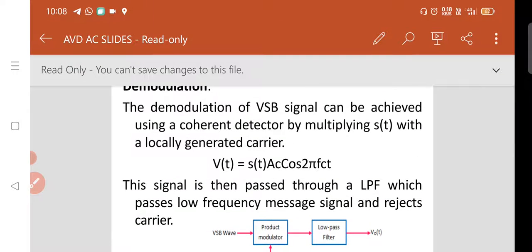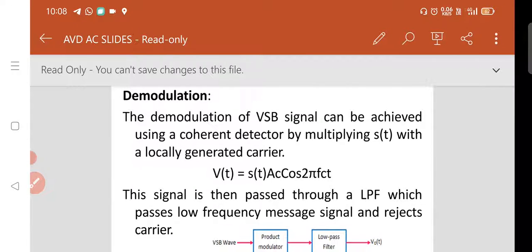So this is about the vestigial sideband. With this topic we complete the second unit also, which covered analog modulation and amplitude modulation. We have successfully completed the amplitude modulation.